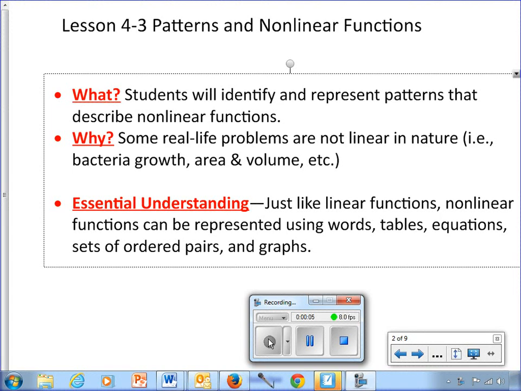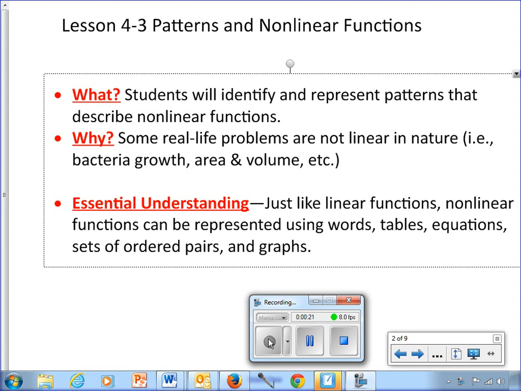This is lesson 4-3 entitled Patterns and Nonlinear Functions. Our objective today is that you will be able to identify and represent patterns that describe nonlinear functions.